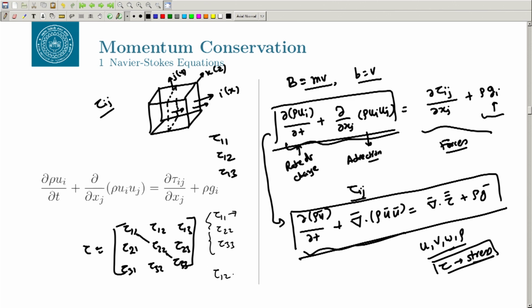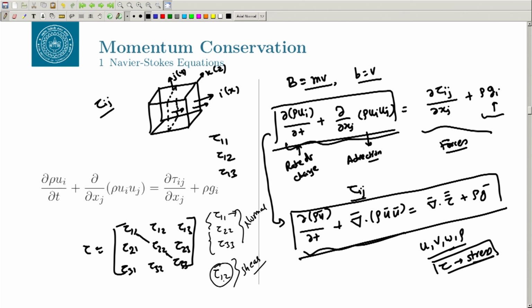Whereas, for this tau 1 2, the direction is 1, but the force is acting in the J direction, or the second direction. So, what it will do? It will give you some shear, right. So, that is basically the shear stress. So, these are basically the normal stresses and these are the shear stresses, right. All this tau 1 2, tau 2 1, tau 3 1, tau 2 3 and so on and so forth.